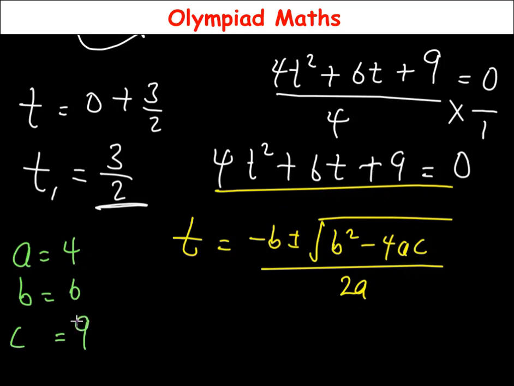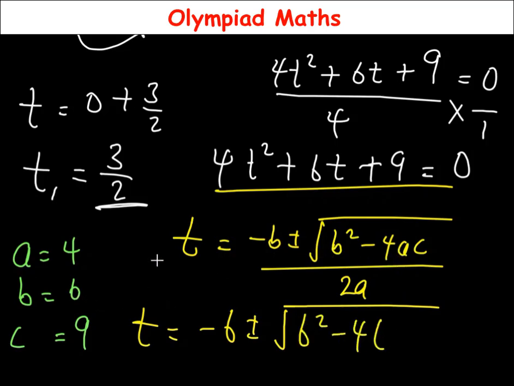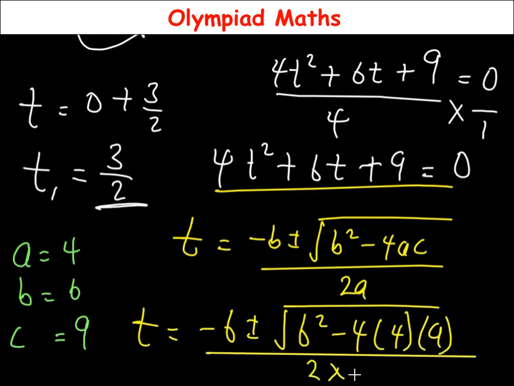Now inputting the values of a, b, c into the equation, what we then have as t is equal to minus b, which is minus 6, plus or minus square root b squared, that is 6 squared, then minus 4 times a, which is 4, multiplied by c, which is 9, all over 2 times a, which is 4.